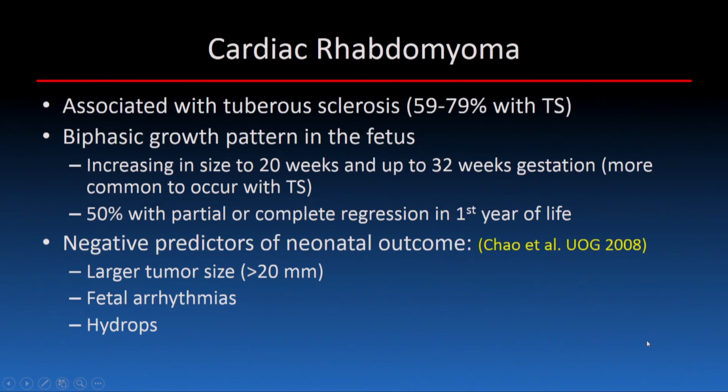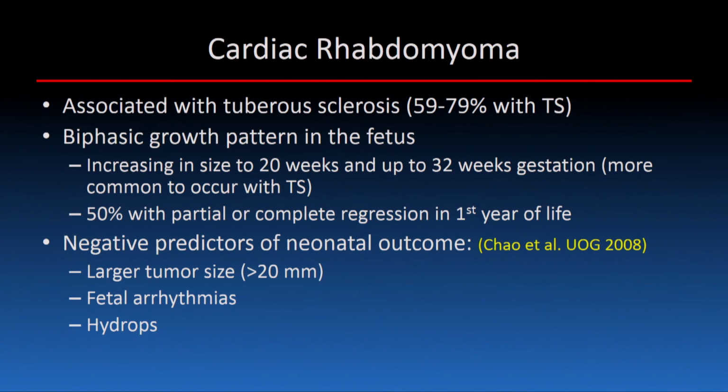and histology of rhabdomyomas in the heart. Obviously, they're associated with tuberous sclerosis 59 to 79% of the time, and there's a biphasic growth pattern within the fetus, increasing to about 20 weeks and then up to 32 weeks, and this is from experience at large centers, and it is more common to occur with tuberous sclerosis, as published by Dr.